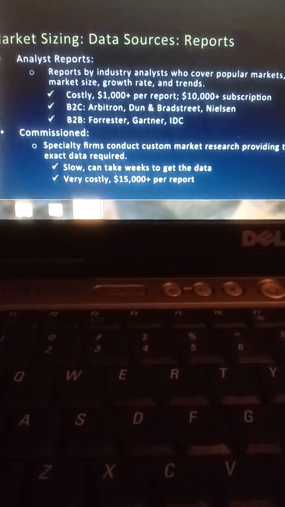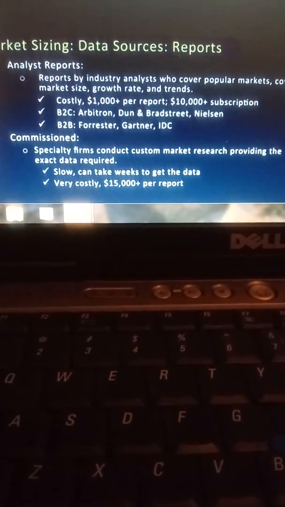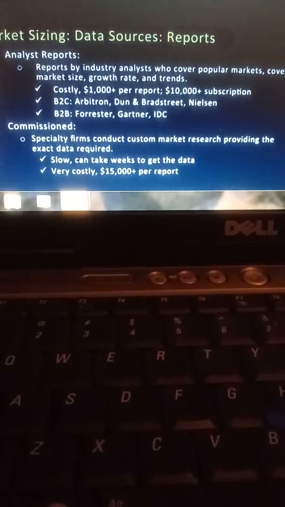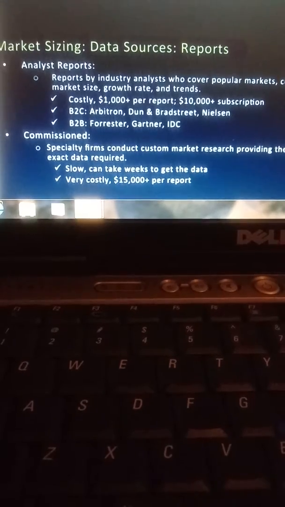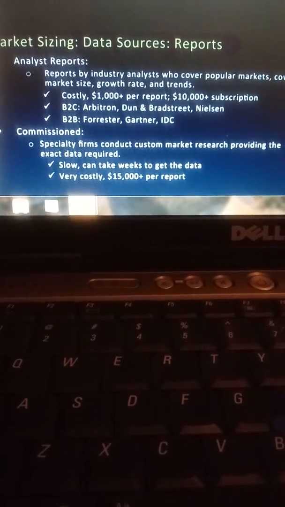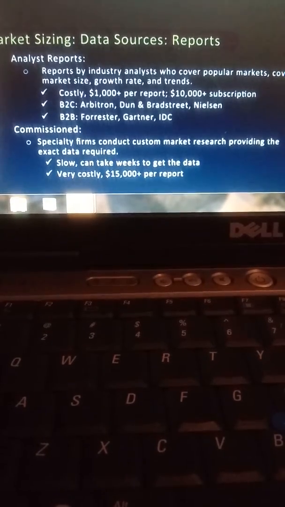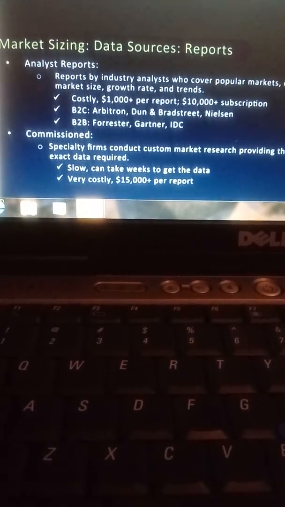Another source of secondary data is reports from analyst firms, which can be obtained as a ready published report or commissioned. Analysts cover popular industries for both business-to-business, or B2B, and business-to-consumer, or B2C, offerings. Examples of B2C analysts include Arbitron, Dun & Bradstreet, and Nielsen. Some B2B analysts include Forrester, Gartner, and IDC. The reports often include data relevant to market sizing, but can be quite expensive, often exceeding $1,000 per report. Many analyst firms offer subscription-based pricing if many reports will be needed.